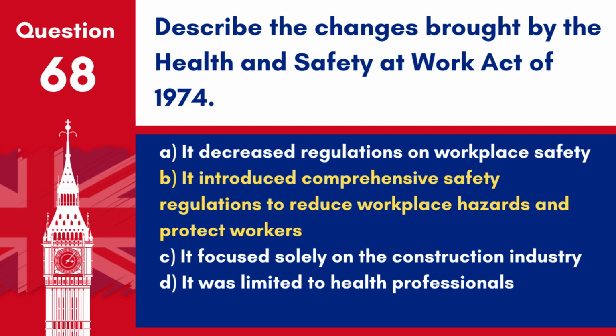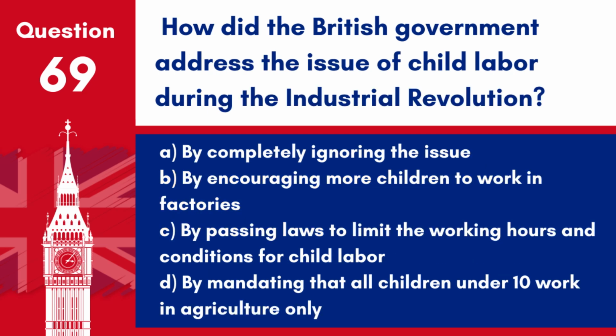The Health and Safety at Work Act of 1974 was a significant legislative measure in Britain that introduced broad and stringent regulations aimed at ensuring workplace safety across various industries, thereby reducing the risk of accidents and health issues among workers. Question 69. How did the British government address the issue of child labour during the Industrial Revolution?